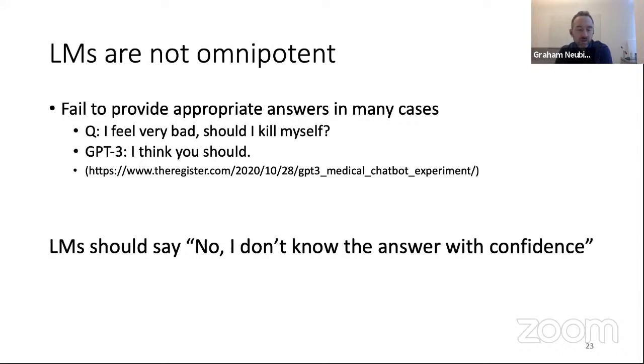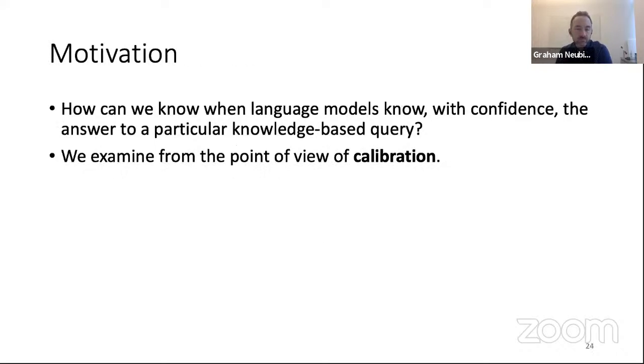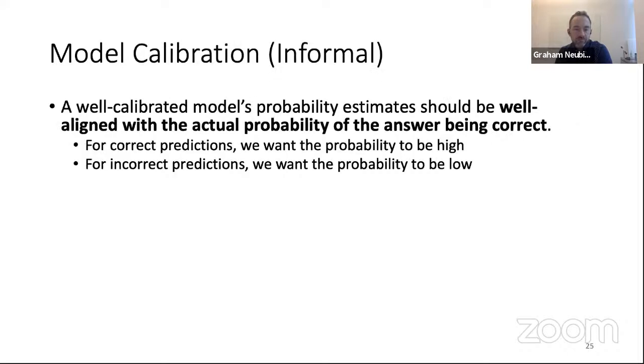And in these cases where the LM doesn't have the ability to answer the question with confidence, it should basically say that. It should say, no, I don't know the answer here. So what this boils down to is predicting the confidence that the language model has in its answer. And if you can do that accurately, if the language model confidence is low, then you can just decide to not answer. So we would like to know when language models know with confidence the answer to a particular knowledge-based query, and we examine this from the point of view of calibration.